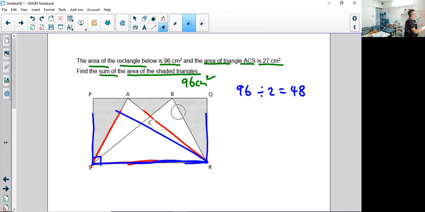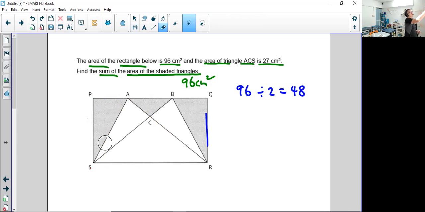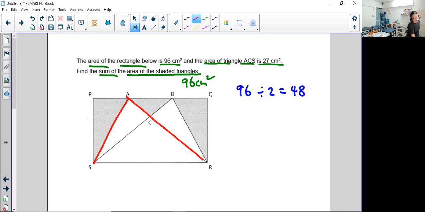So now we know that the area of the blue right angle triangle is 48. And it's also the same area as the red triangle that we highlighted earlier on, right? So when we draw this red triangle into a blue right angle triangle, what's the area of the blue right angle triangle? It's 48 centimeters square.